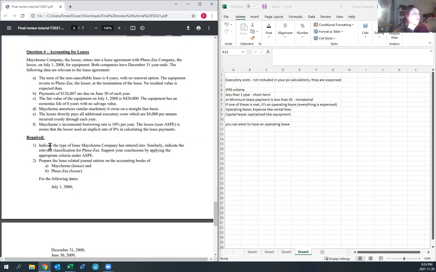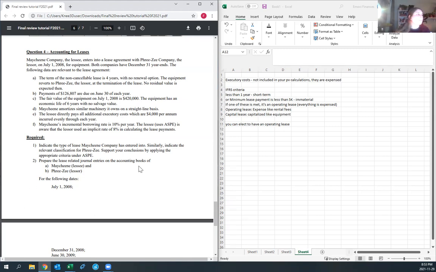The fair value of the equipment on July 1st, 2008 is $420,000. The equipment has an economic life of 6 years with no salvage value. McKinney amortizes similar machinery of its own it owns on a straight line basis. The lessee directly pays all additional executory costs, which are $4,000 per annum, incurred evenly throughout each year. McKinney incremental borrowing rate is 10% per year. The lessee uses ASPE is aware that the lessor used an implicit rate of 8% in calculating the lease payments.